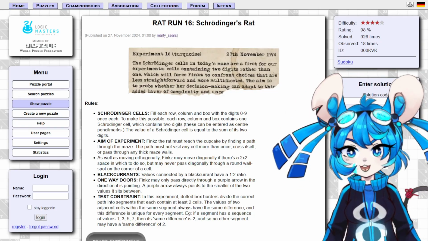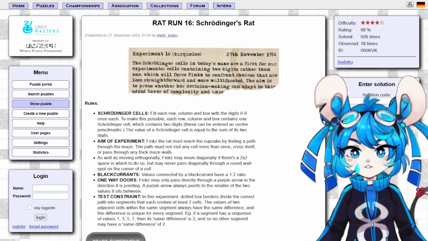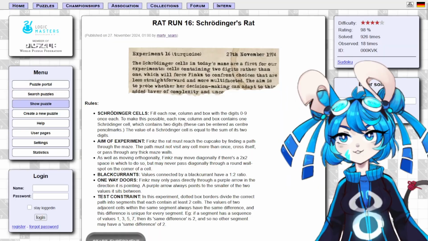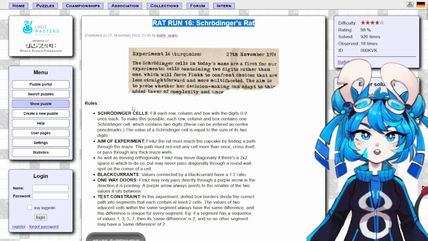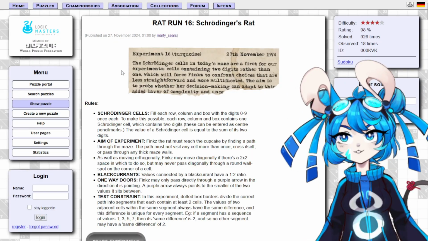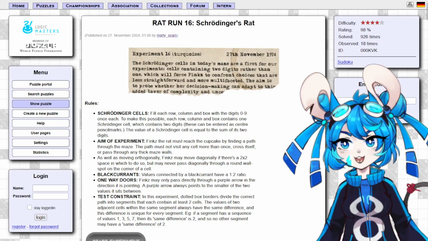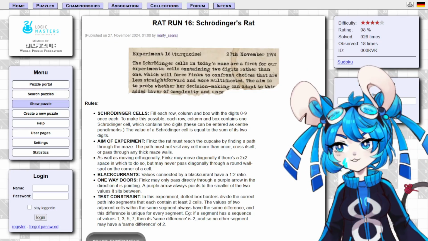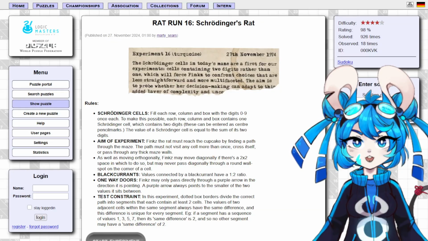I'm your usual everyday time-puzzling rat girl, Ezemy Jika, and today I will be solving Rat Run 16, Schrodinger's Rat. Experiment 16, Turquoise, 27th of November, 1974.